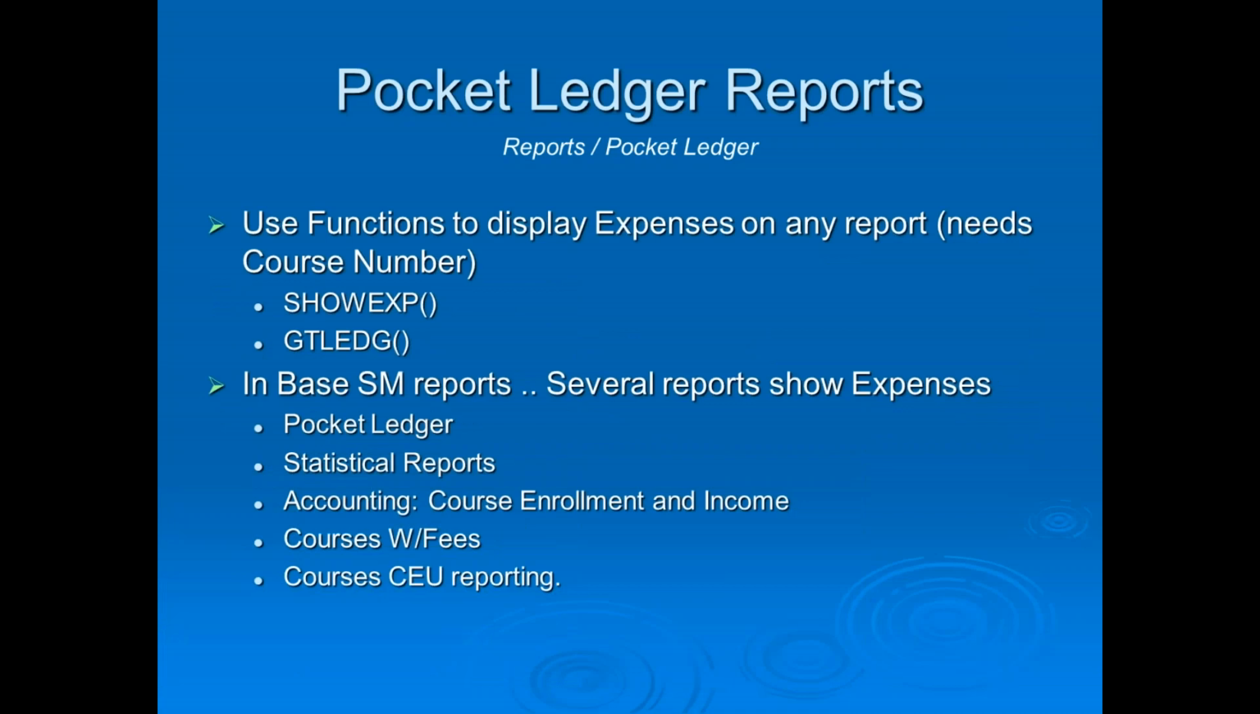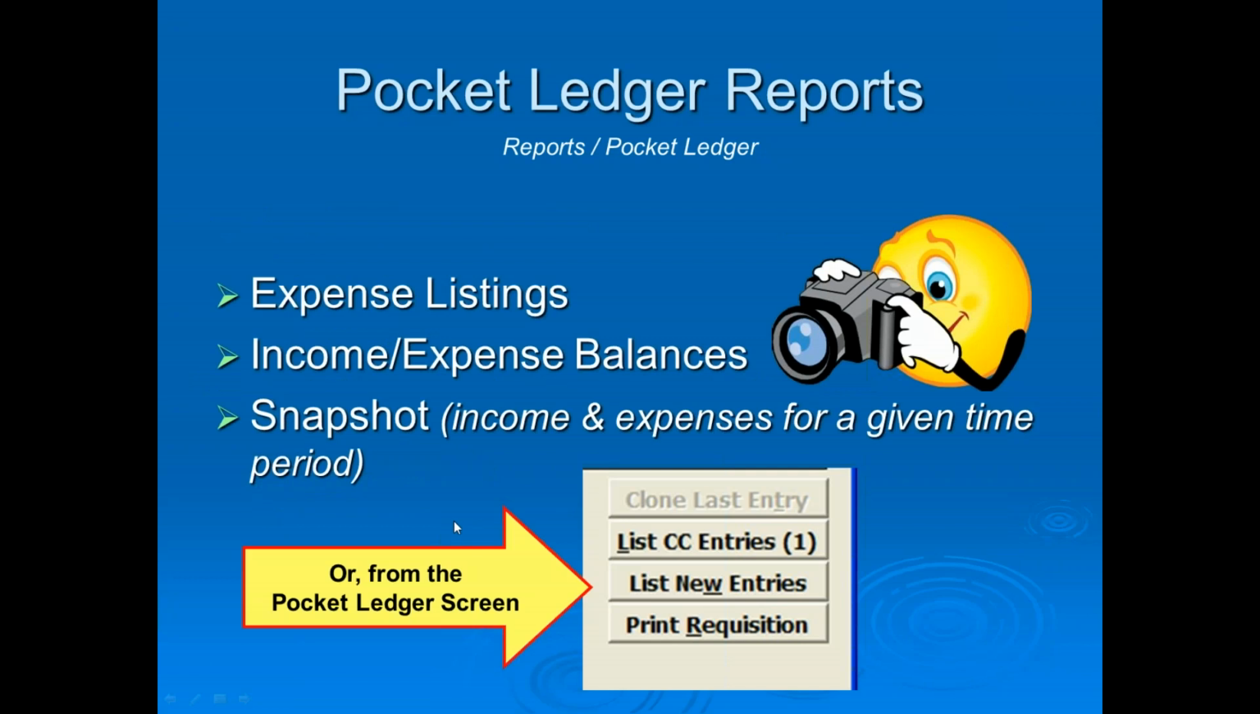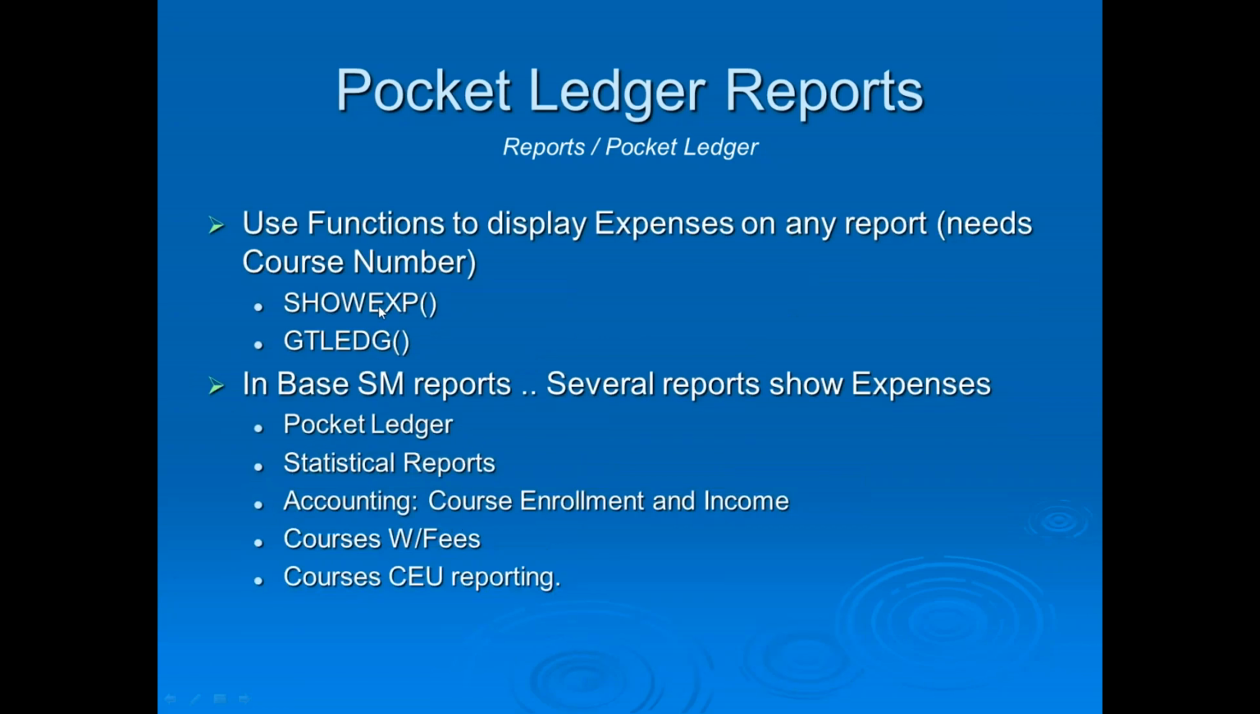One of the things to note is that there are a number of base reports in the system besides the Pocket Ledger area that have automatic calculation of expenses that are in the system. Statistical reports will do that. Several of the accounting reports have that. Courses with fees, courses CE reports do it. And there are a couple of functions, ShowExp and GTLedge, that if you give it the course number or the cost center number of a class, it will pull the expenses out of Pocket Ledger and put them on that class report.